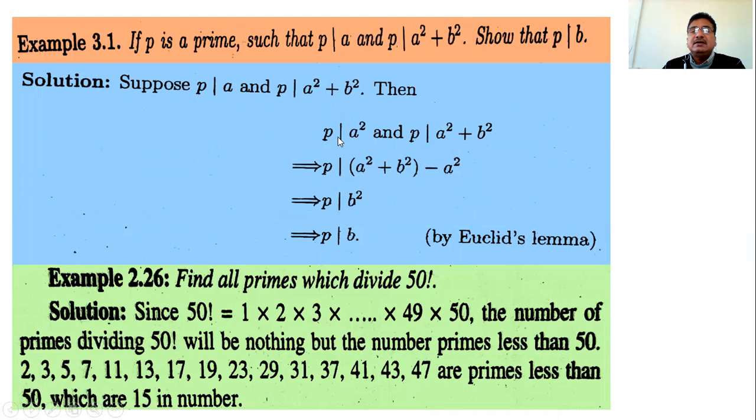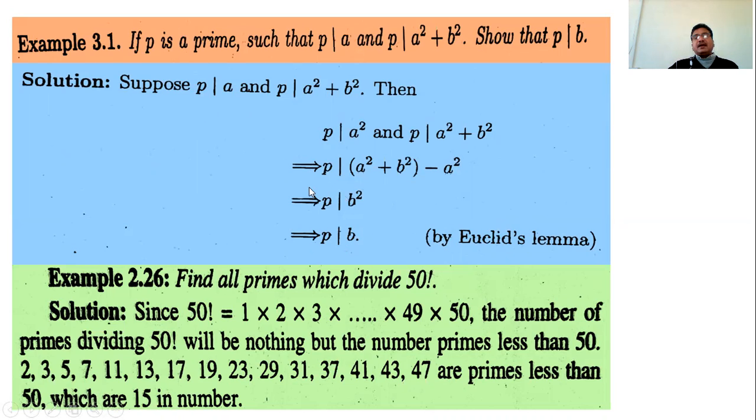These two statements indicate that p divides the subtraction of these two numbers, a square plus b square minus a square. Because if p divides x and p divides y, then p divides x minus y, by using the properties of divisibility. And thus we have p divides b square, and p divides b square means p divides b into b.